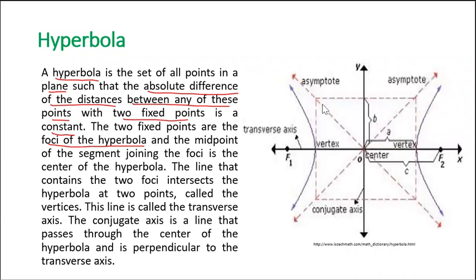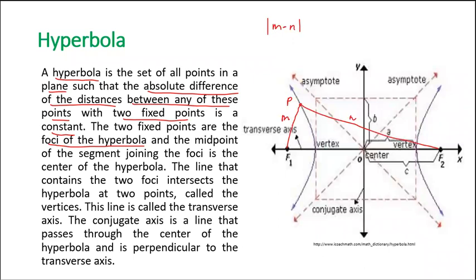So from this definition, if we get any point, let's say the point P on the hyperbola, and then we get the distance of point P from the fixed point F sub 1 here, and the distance of point P from the fixed point F sub 2 here, let's say this is distance m and this is distance n, then the absolute difference of these distances is a constant.